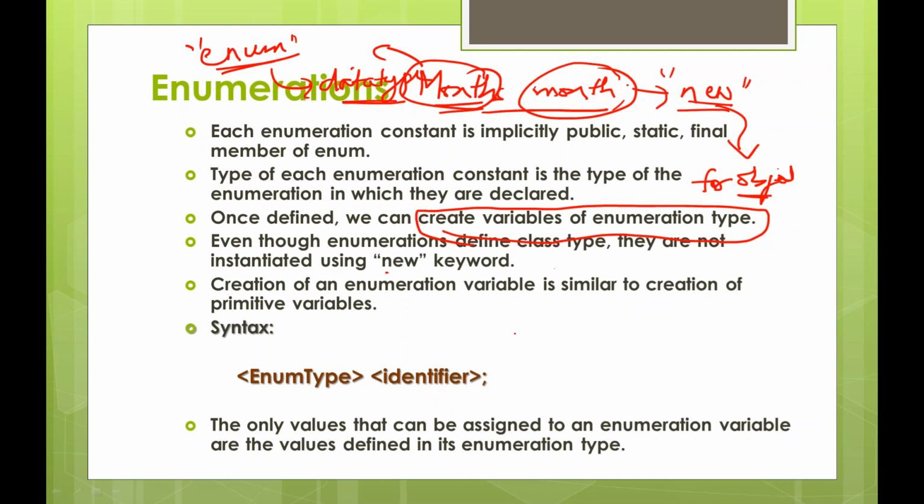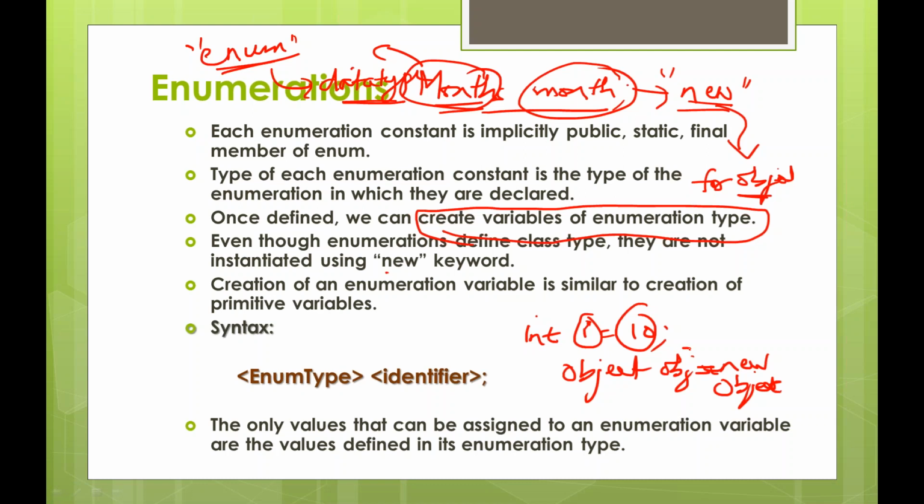So for any primitive data type, how do we create it? Just say int i is equal to 10. We are declaring and initializing this to one particular value. But in the case of objects, what do we do? Here we are creating object references, but in this case we are just creating variables.